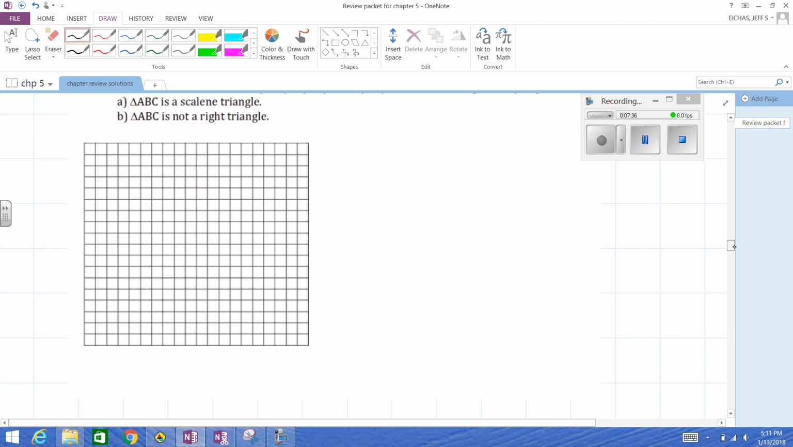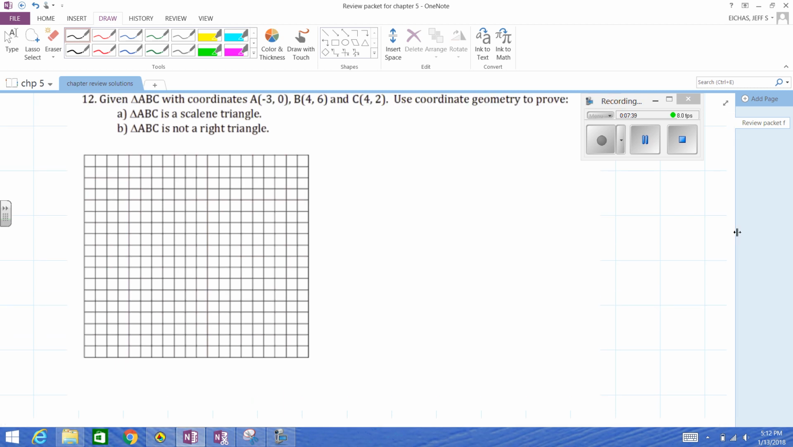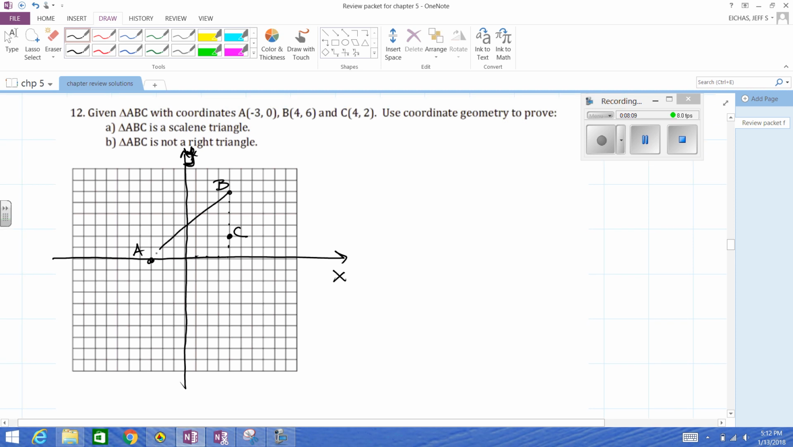All right, let's see if we got time for one more on this. Okay, prove that it's scalene and it's not right. Okay, there's a lot going on here, so let's go ahead and graph this. Make up your own axis. Whoops, that's Y. Okay, and then we'll throw X here. Negative 3, 0 is A, B, and C. Now we can see that it's scalene. We can see that it's obtuse, but let's not take any chances there.